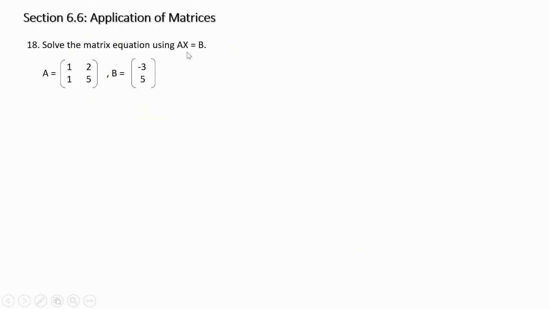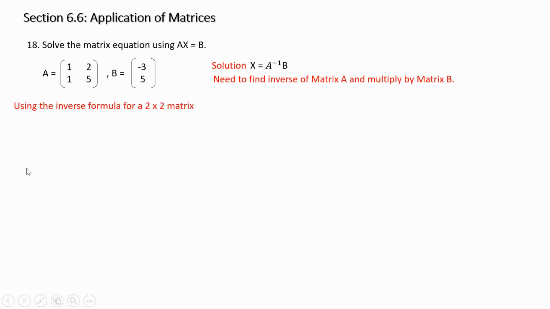Now solve the matrix equation AX equals B. So, the solution: to get rid of the A, you use the inverse. You don't divide by A, because matrices cannot be divided. So you multiply by the reciprocal, which is the inverse. You multiply both sides by the inverse of A, so you also have to put it in front of the B matrix. So this is my solution. You need to find the inverse of matrix A.